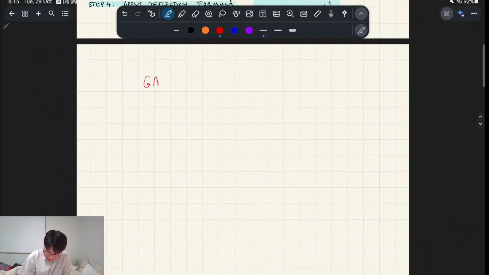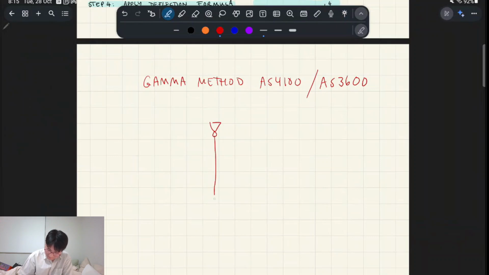So gamma for steels, right? For AS 4100, and it also is in AS 3600 in the column section, right? In the Australian code, gamma method is basically talking about, well, firstly, it's for columns, right?